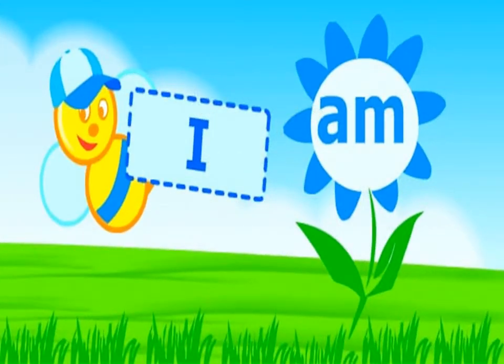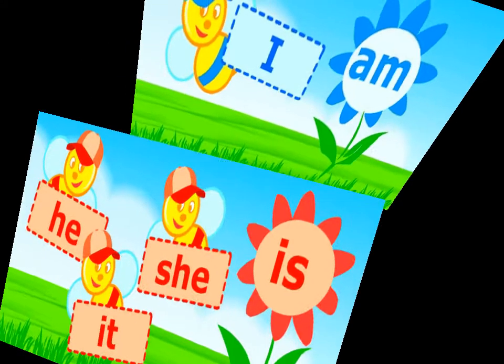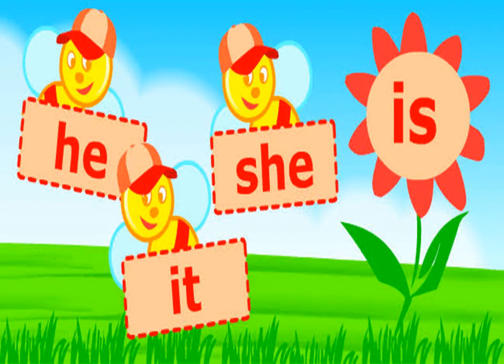When I use I, I say I am. So the word am comes with the pronoun I. I am. What about is? The pronouns that come with the word is are he, she, it. He is, she is, it is.